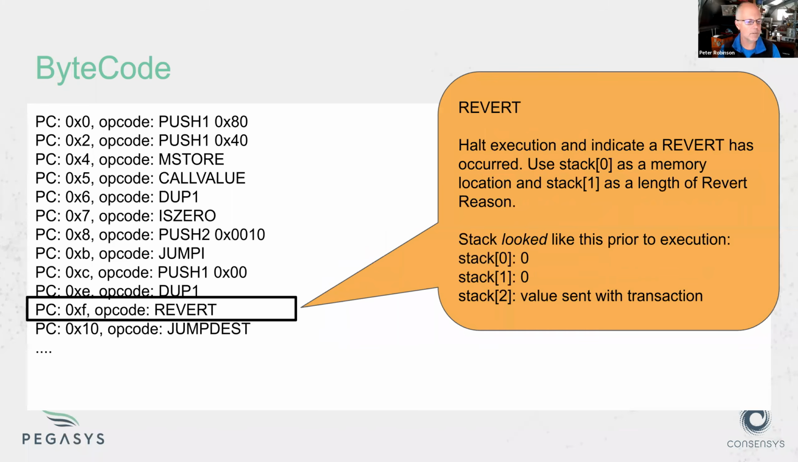And then we have a revert instruction. Revert halts the execution and indicates that a revert has occurred, and it uses stack 0 as a memory location and stack 1 as a length to indicate the revert reason, so the reason why the code reverted. The stack had zeros at the top, so in other words, we're saying there is no revert reason.